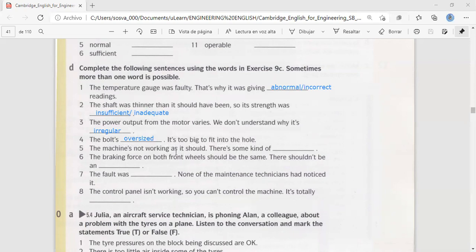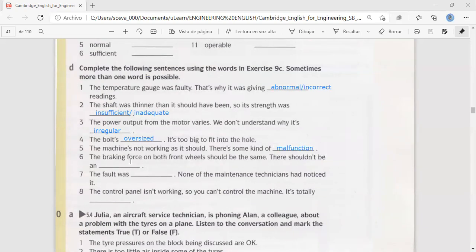Number five. The machine's not working as it should. There is some kind of malfunction. Malfunction, yes.